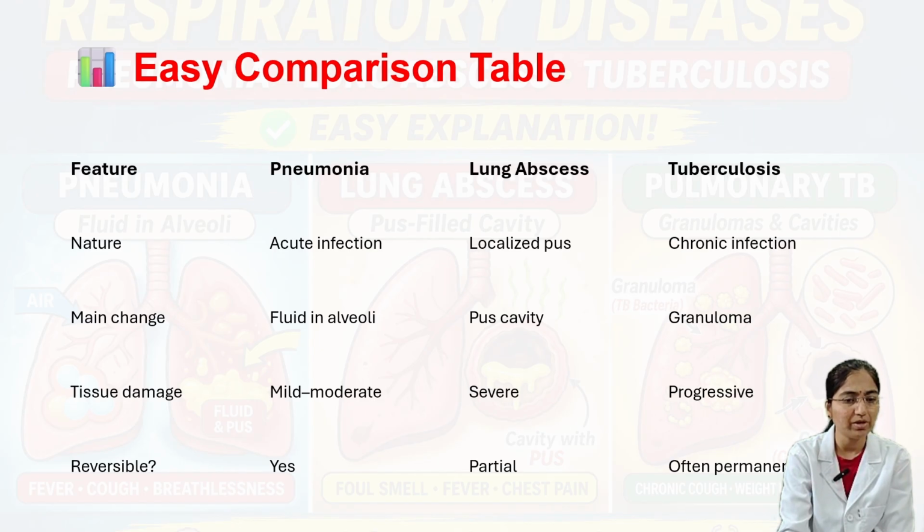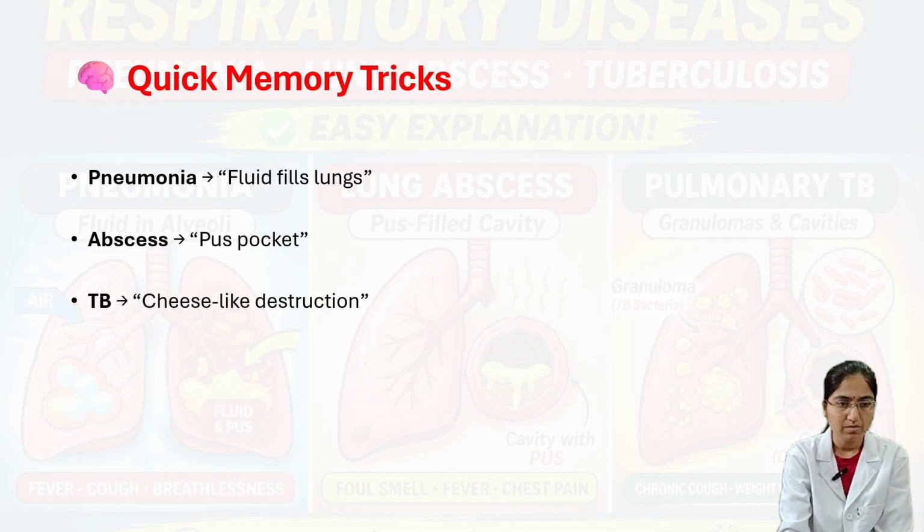And then tissue damage: in pneumonia it is mild to moderate, in lung abscess it is very severe, and in tuberculosis it is progressive. And then is it reversible? In pneumonia, yes. In lung abscess, partial, not completely. In tuberculosis, often permanent.